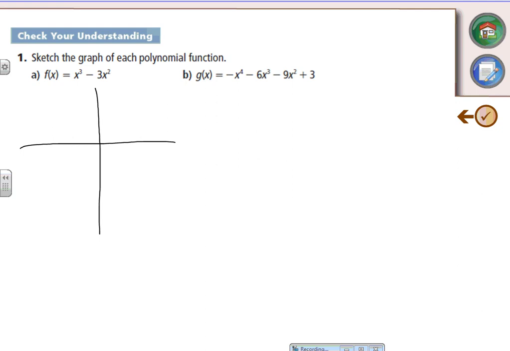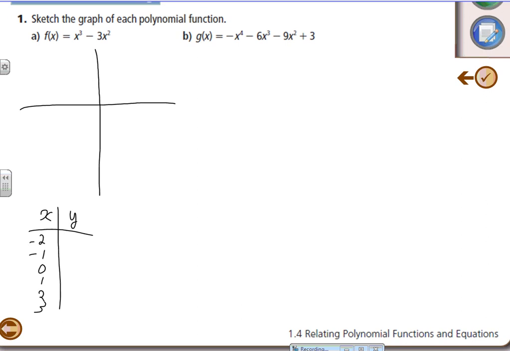So we're going to take some negatives, some positives, and 0, what we always want to use. So we're going to use an x and y chart. I'm going to use -2, -1, 0, 1, 2, 3. Actually, maybe I'll even go to 4. There we go. I'll go right to 4.